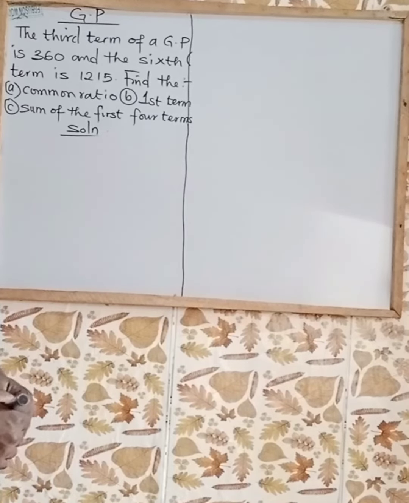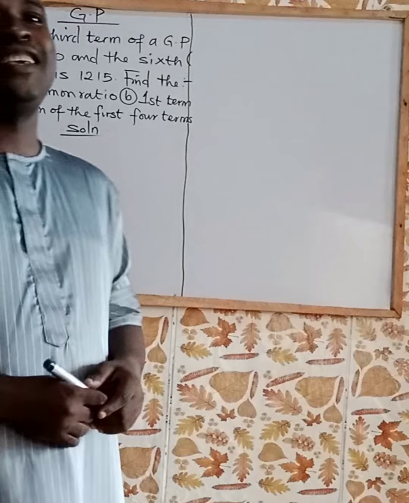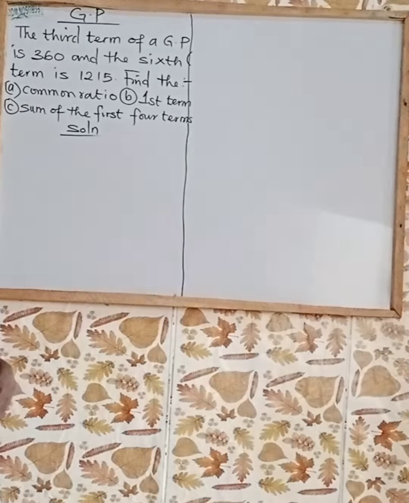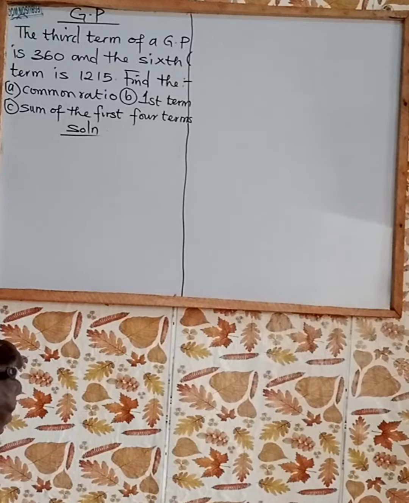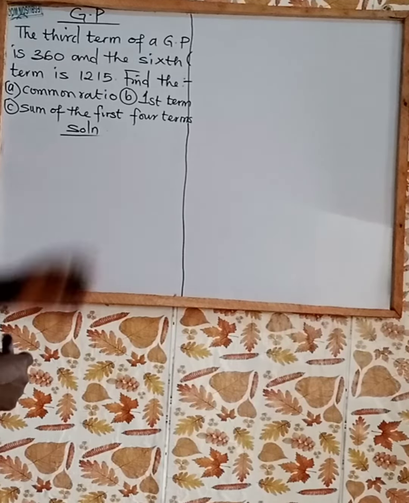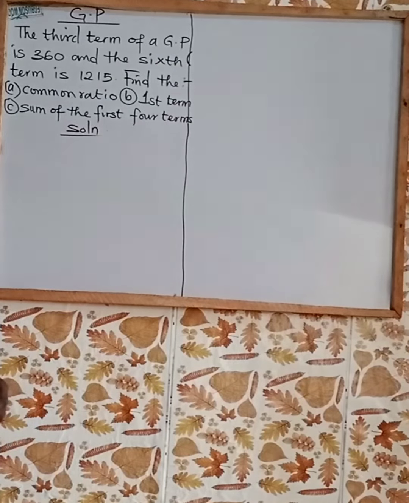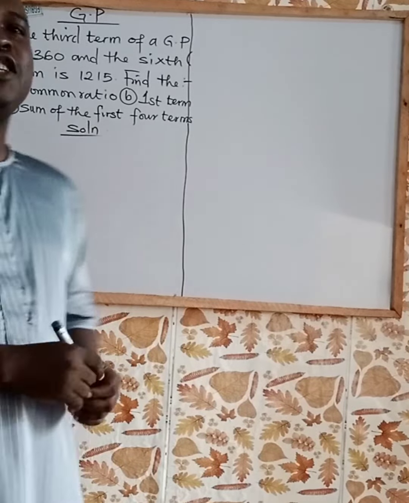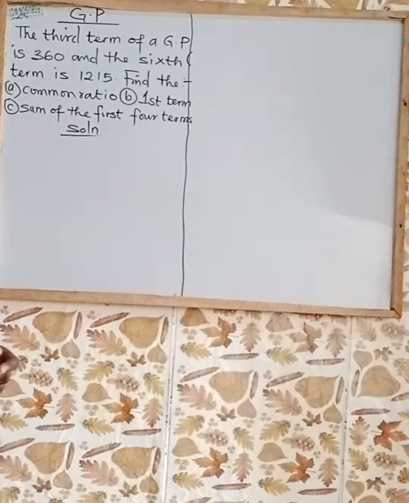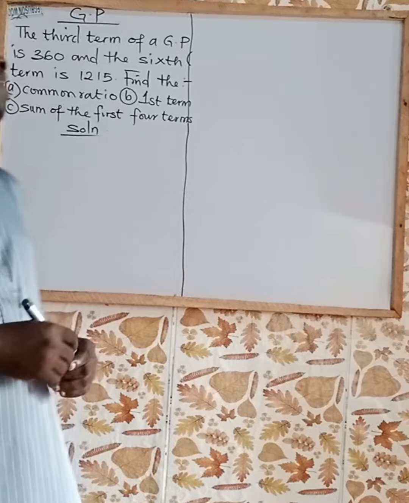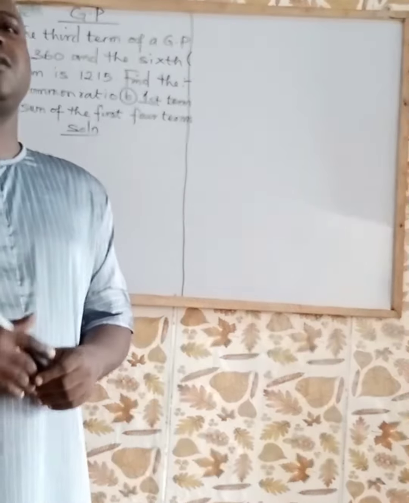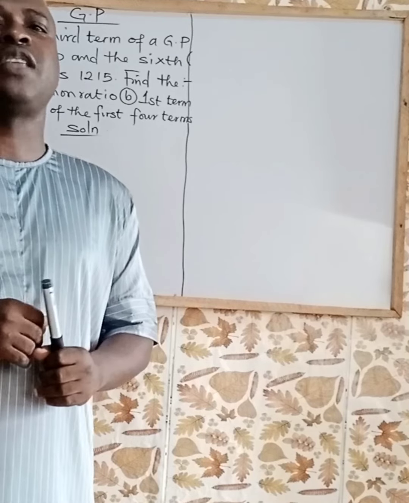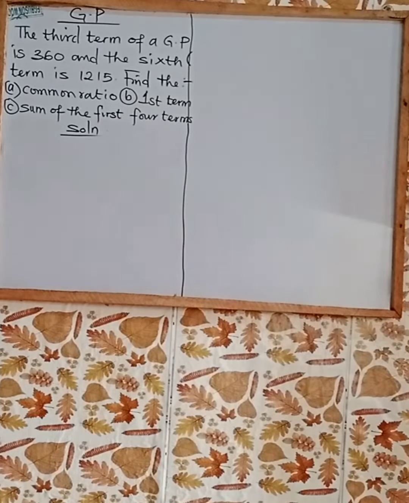We have a problem on GP today, but the topic is still sequence, and this one is a problem on GP. The third term of a GP is 360, and the sixth term is 1215. Find the common ratio, that's the first one, A, and B, the first term, and the sum of the first four terms. How do we go about solving this question?